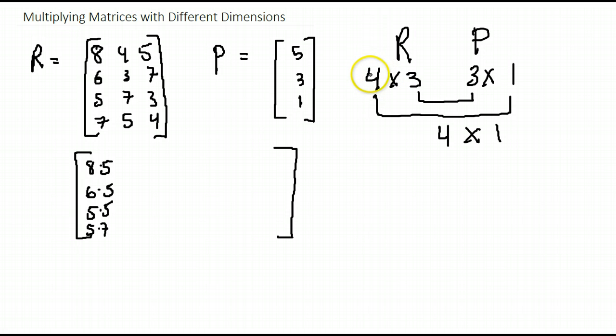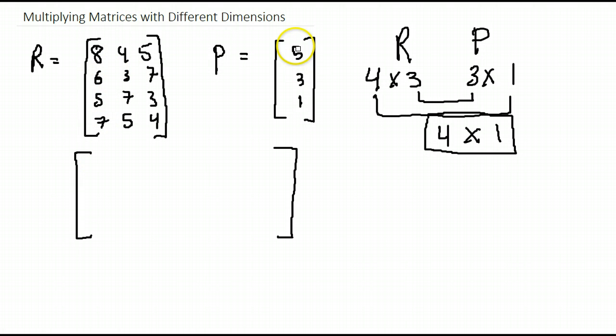Looking at the outer dimensions, we have 4 and we have 1. So the answer is going to be a 4 by 1: 4 rows, 1 column. So when we're multiplying our matrices, we multiply the first column by the first row, and then we multiply the second column by the second row, and the third column by the third row.